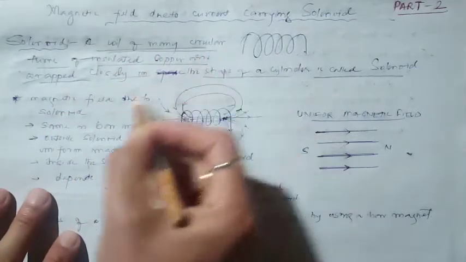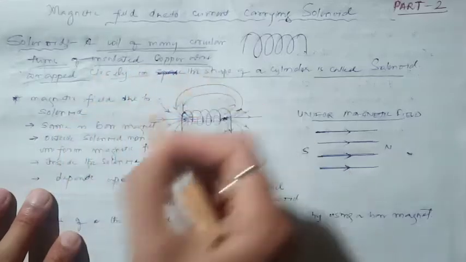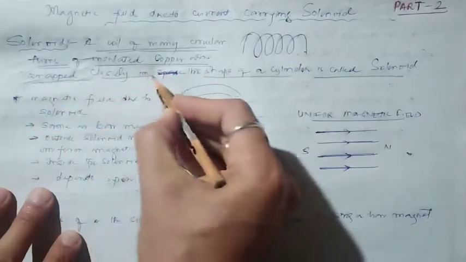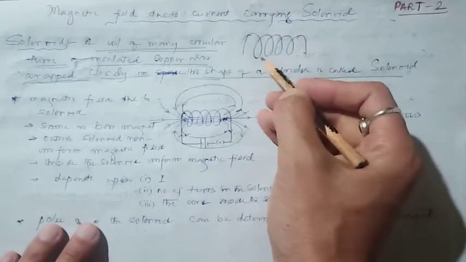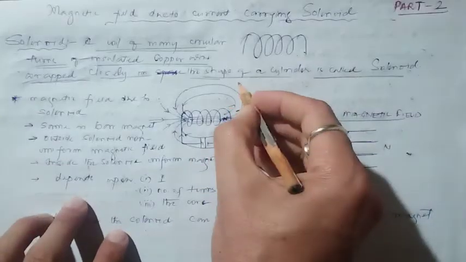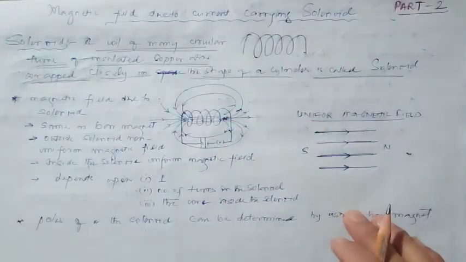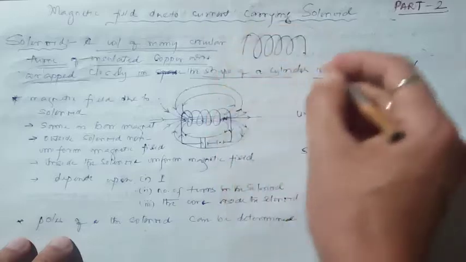A coil of many circular turns of insulated copper wire wrapped closely. Wrapped closely means these are the turns where there is negligible gap, negligible space. In the shape of a cylinder is called a solenoid. So that's what the solenoid is. It's a coil.